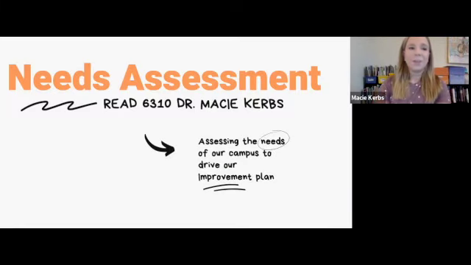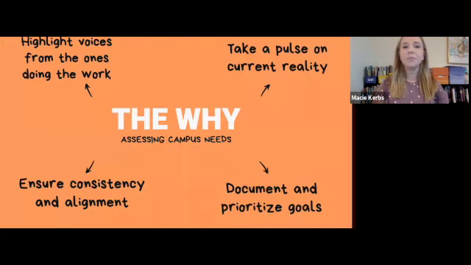So, we're going to talk about the needs assessment assignment today. And so, as you see on the screen, we're really thinking about how do I know where my campus is and how do I take a pulse on our campus to drive our improvement plan. So, this is one of the first steps in really deciding what we're going to do with our campus improvement plan. So, why do we do an assessment of needs for our campus?